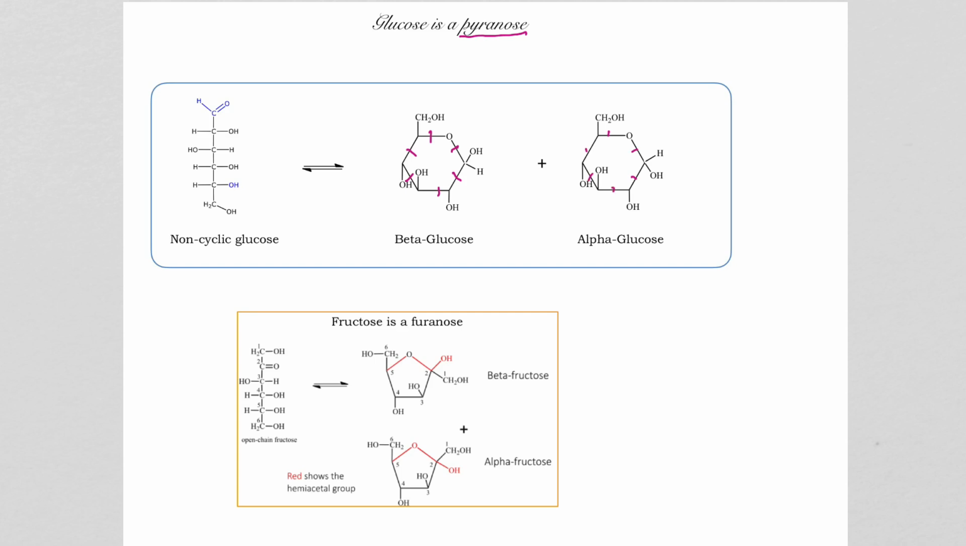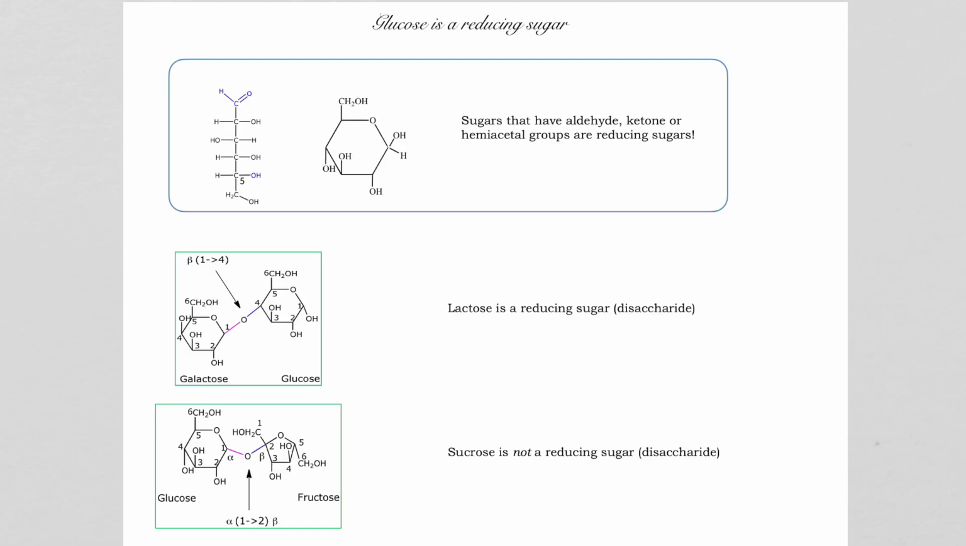It's a pyranose. For comparison, here is fructose. Fructose has 1, 2, 3, 4, 5 sides. So fructose is a furanose. Basically any sugar that has 5 sides in the cyclic structure is a furanose, and 6 sides is a pyranose.